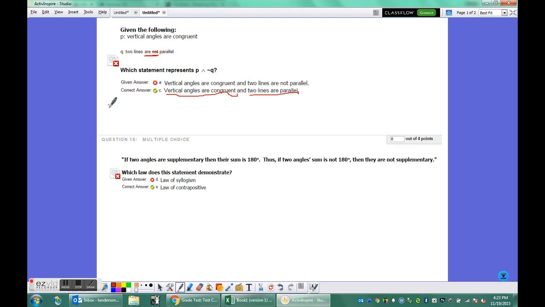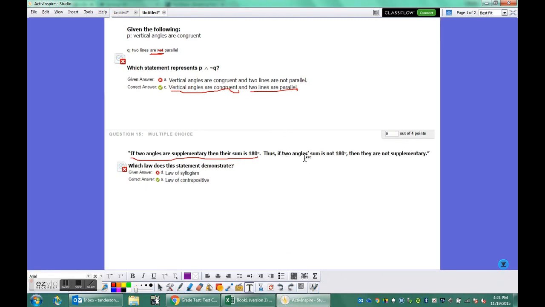For 15 here, it says if two angles are supplementary, then their sum is 180. Okay. Now, for the next part, it says if two angles sum is not 180, then they are supplementary. So I'm going to first talk about how it is law of contrapositive.